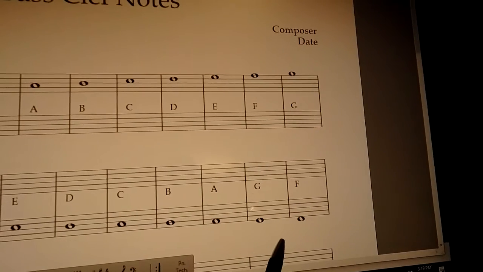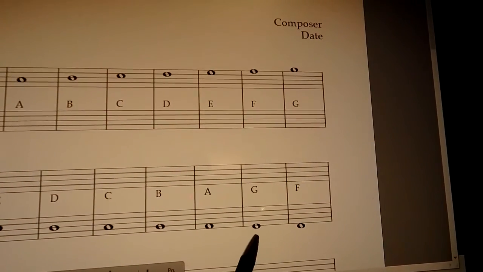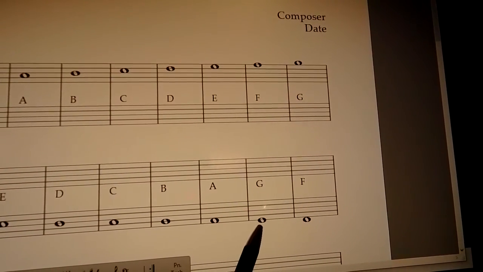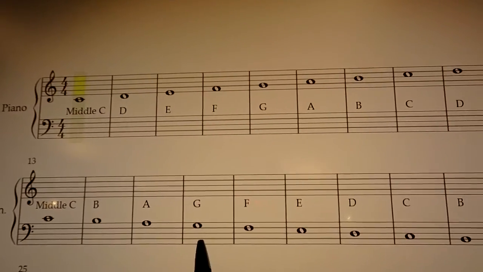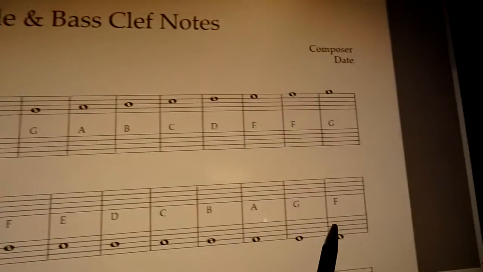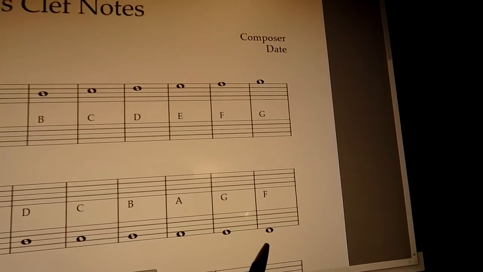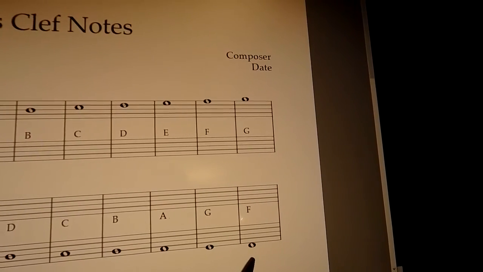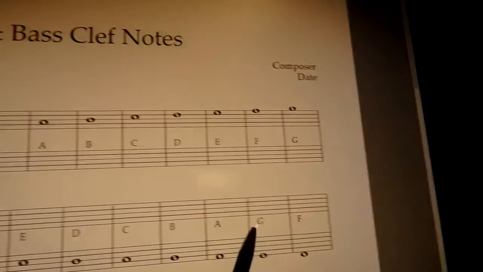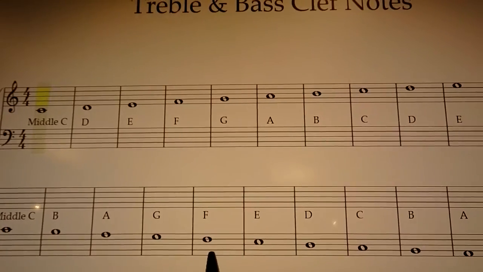G is written on the first line of the bass clef staff. Here we go, right here, G. Okay. This G is one octave below this G. And if we keep going, F is written on the first space beneath the bass clef staff. Okay, and this F is one octave below this F.